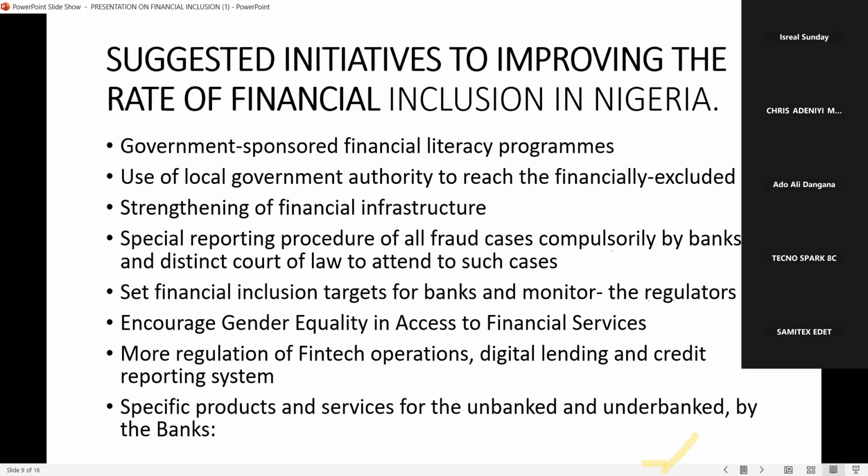So part of what we are talking about right now is financial literacy, just what I'm telling you now. Because people are ignorant about the usefulness of some of these things, that's why they don't pay attention. But you are better off now with this exposure. Then two, the use of local government authority to reach the financially excluded. The local government setup is very close to the people.